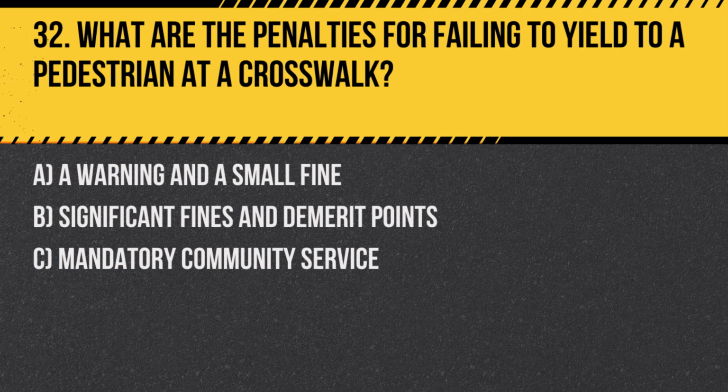Question 32. What are the penalties for failing to yield to a pedestrian at a crosswalk? A. A warning and a small fine. B. Significant fines and demerit points. C. Mandatory community service. Answer B. Significant fines and demerit points. Failing to yield to a pedestrian at a crosswalk can result in significant fines and demerit points, as it poses a serious safety risk to pedestrians.